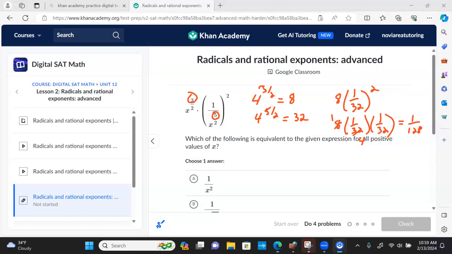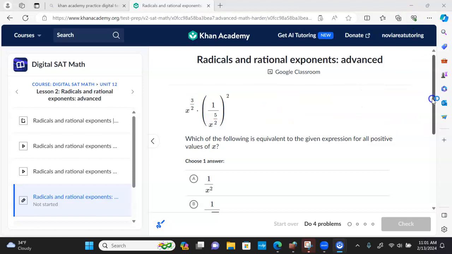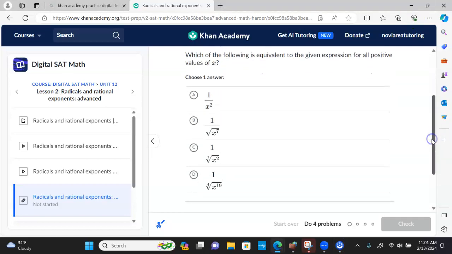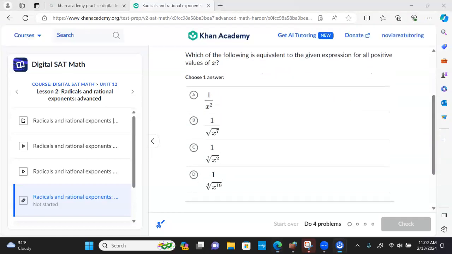And I can see here that if I go down to my choices, again, I'm looking for 1 over 128 as my answer when I plug in x equals 4. So I can see right away that this answer A is out. Okay, and then I can check my other answers.